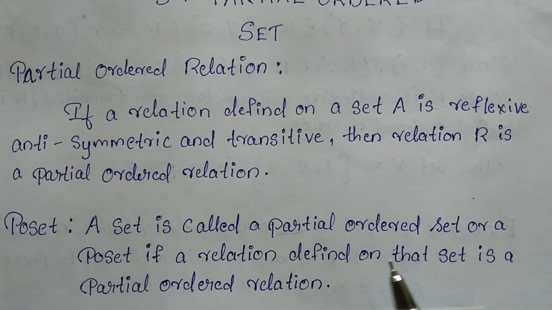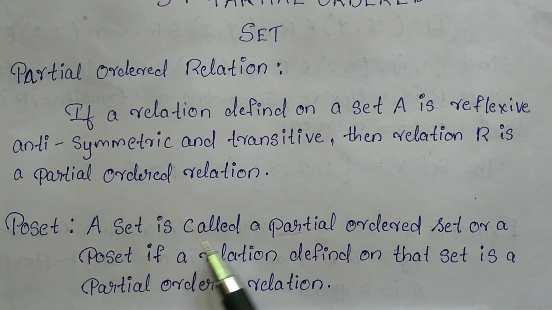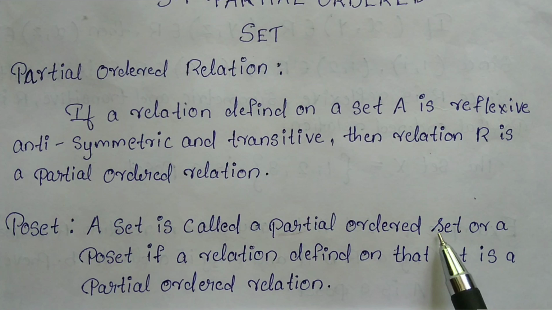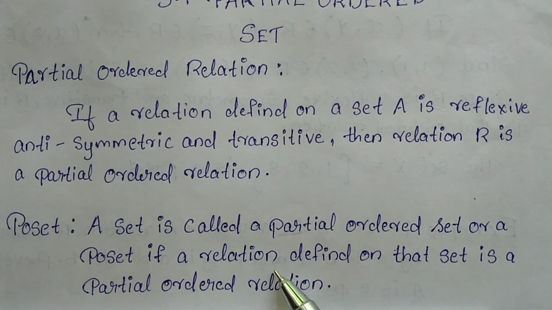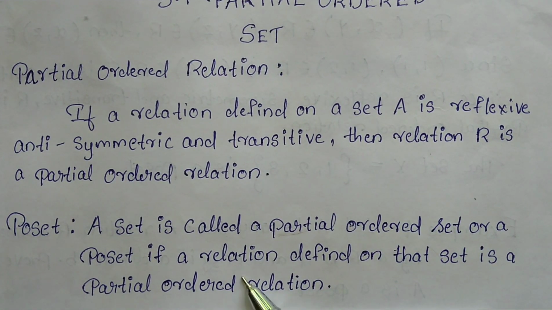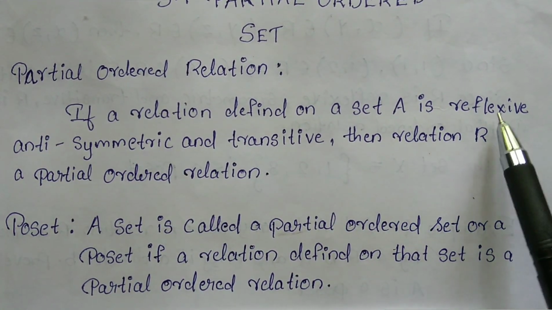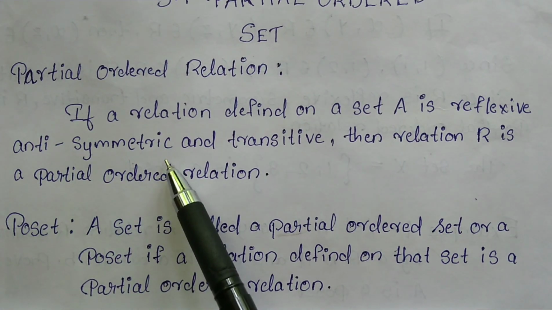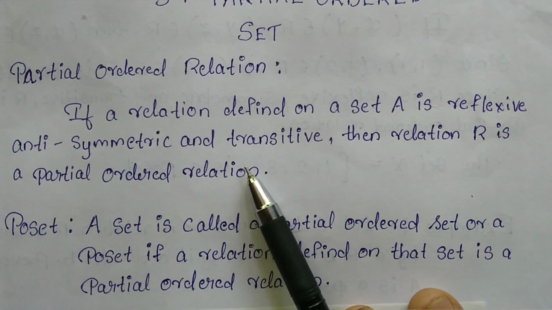Then what is a partially ordered set? Its short form is Poset. A set is called a partially ordered set or a Poset if a relation defined on that set is a partially ordered relation. That means this relation should satisfy these three conditions, that is reflexive, antisymmetric, and transitive. Let us go through an example.